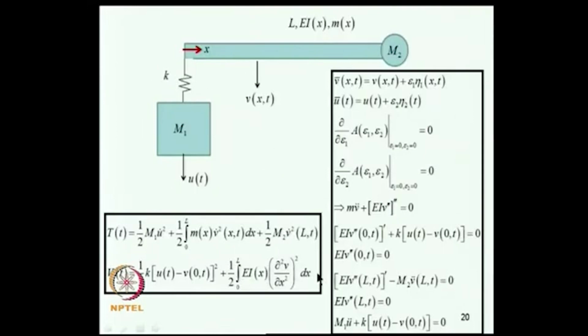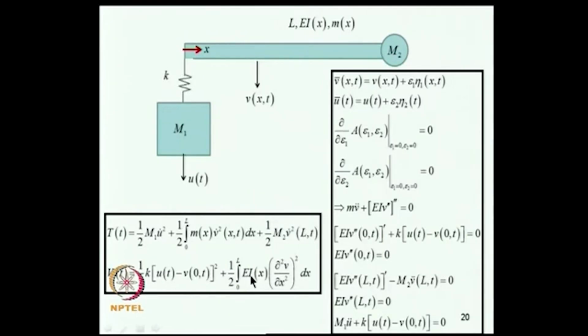Now, a beam carrying some inertial elements and a spring, this again helps you appreciate different facets of this formulation. The kinetic energy now has a contribution from this mass m1, from this beam, and from this mass m2. m1 and m2 are point masses. So, this is the expression for the kinetic energy. u of t is the displacement of this mass and v of x comma t is the displacement of the beam. The potential energy has the one stored in the beam and the one in this spring, and we get this.